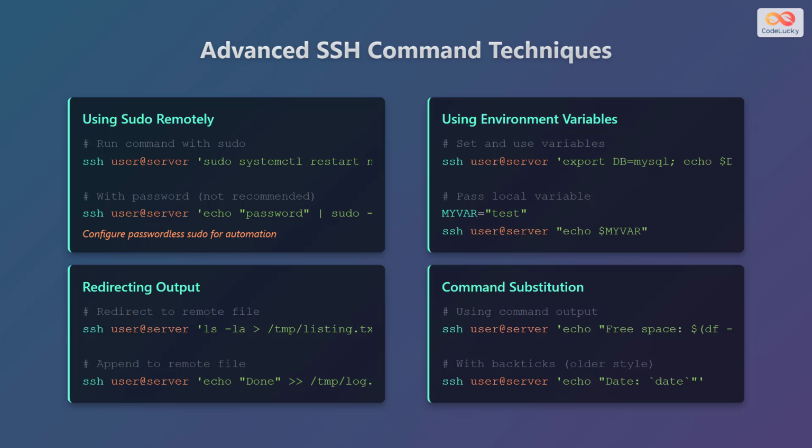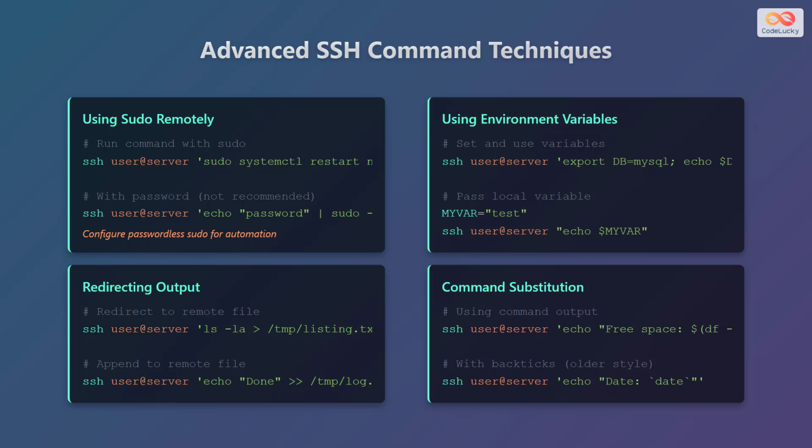To set and use variables, you can use ssh user@server 'export db=mysql; echo $db'. This will set the environment variable db to mysql and then print its value. You can also pass local variables to remote commands. For example, you can set myvar=test and then use ssh user@server echo $myvar. This will pass the value of the local variable myvar to the remote command.